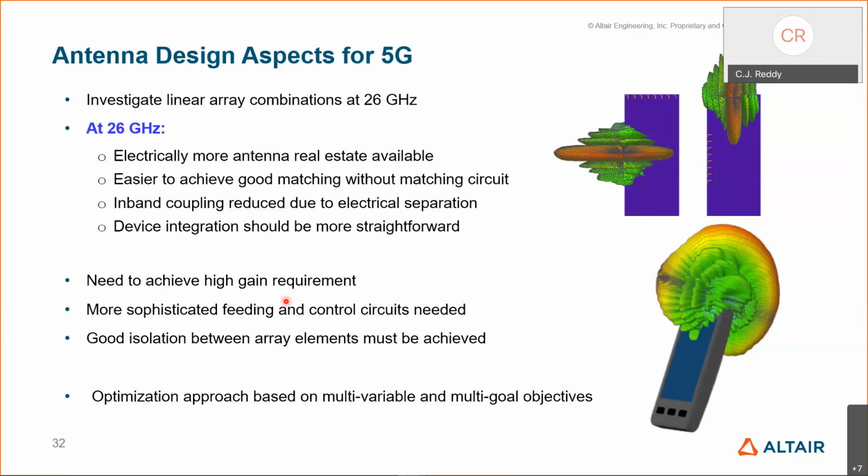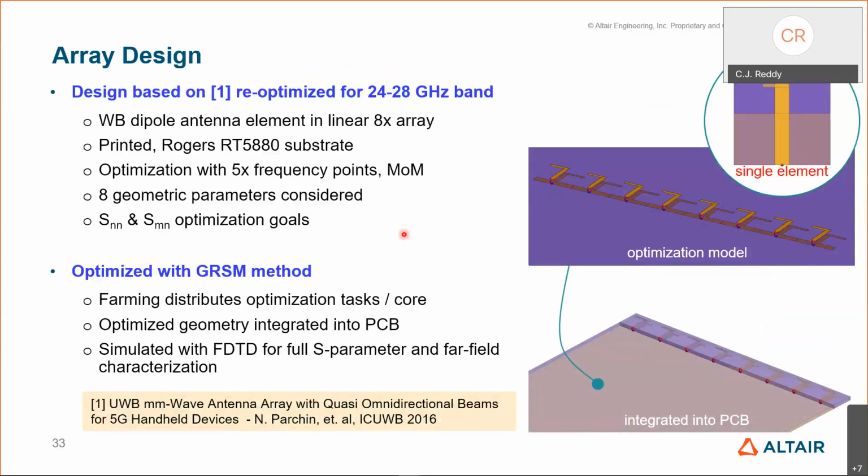Of course, there is a need to achieve high gain, and there should be feeding and control circuits, and also some good isolation between array elements so that we can have a nice array pattern. So we started with a design that was published in a paper back in 2016. That actually is a wideband dipole antenna array in a linear eight element array. So that is this one here we're showing. This is actually a folded dipole on both sides of the substrate.